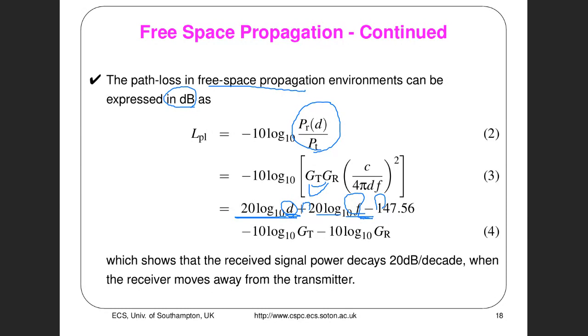So one takeaway from this equation is that whenever you have 10 more meters of separation between transmitter and receiver, so if you travel 10 more meters, you get 20 more dB in signal power decay. So signal power would decrease by 20 more dB when you travel 10 more meters.